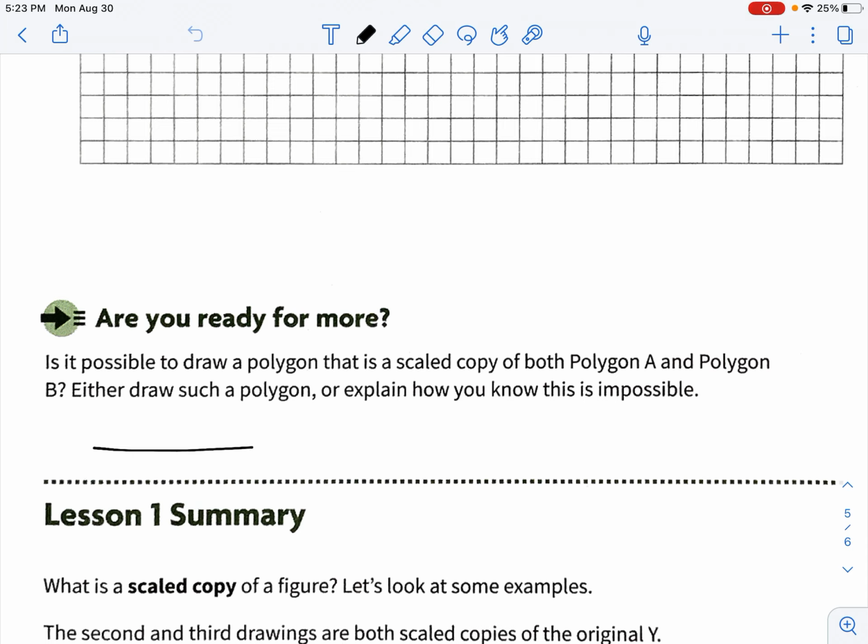Okay, just a quick question they ask, if polygon A and B, which were not scale copies, if you could make a scale copy from that would satisfy both of those. That would be no, because if they're not a scale copy, you can't have a scale copy that's going to satisfy both of them.